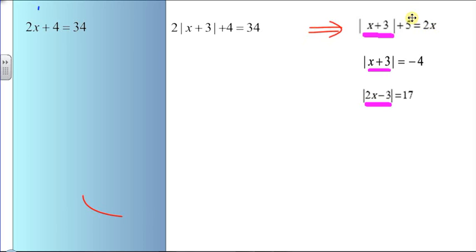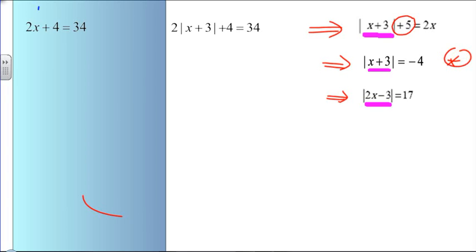Well, in this problem, the only thing we'd have to do before we start splitting is get rid of the 5 there. In this problem, there's nothing to do before we start splitting. This one's ready to split. And this last one also is ready to split. Let's take the middle problem and see what happens with the middle problem.